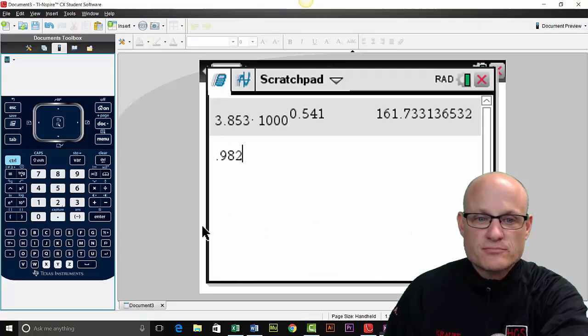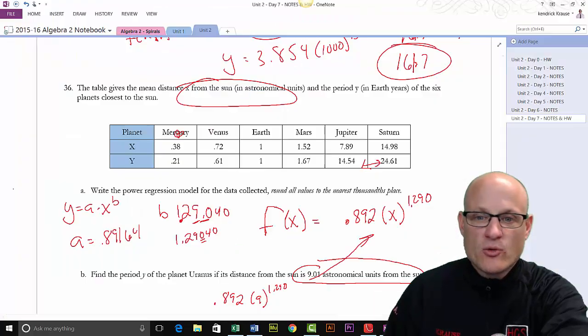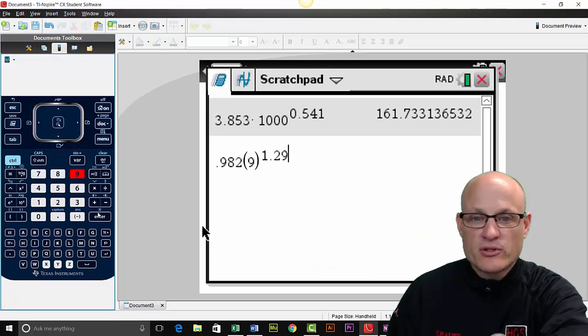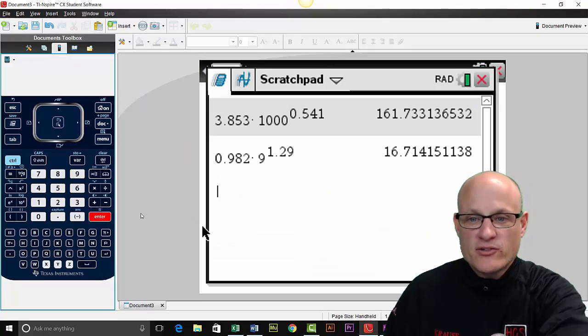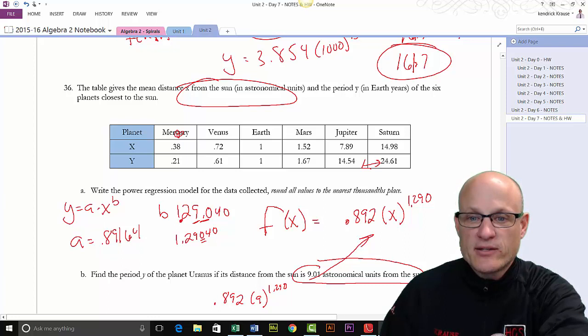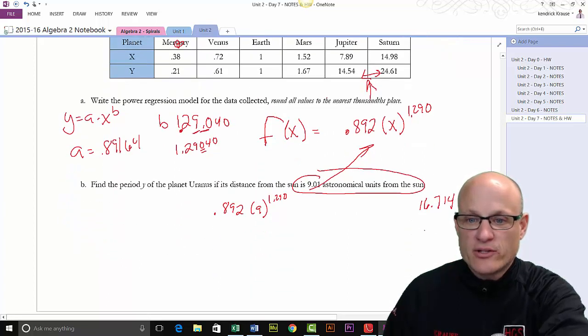0.892 times 9 raised to the 1.290. 1.29, I'll have to put the 0 in. 16.714. And yeah, it's in between, so that's kind of good. I didn't tell you to round on this one, so we're going to round to the nearest hundredths place. So 16.71.